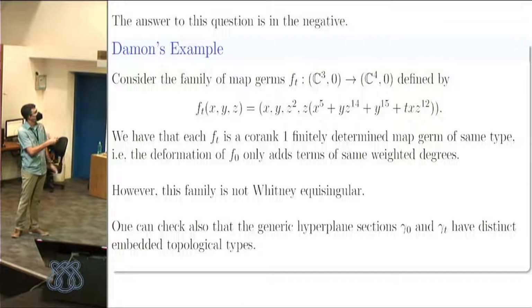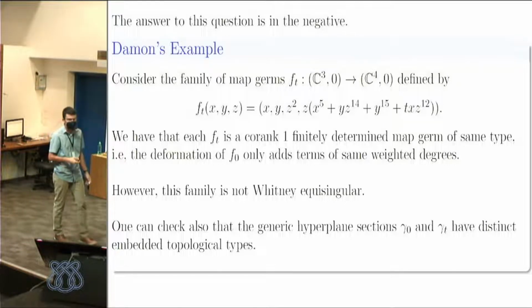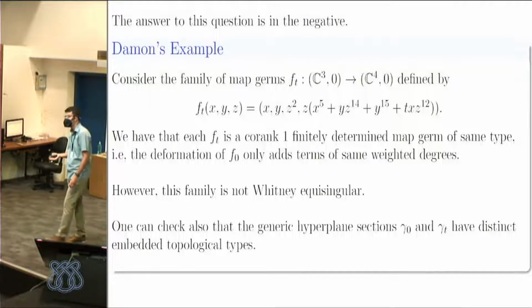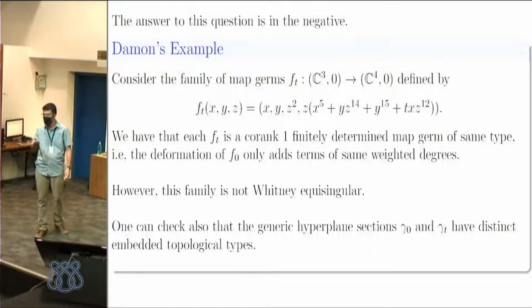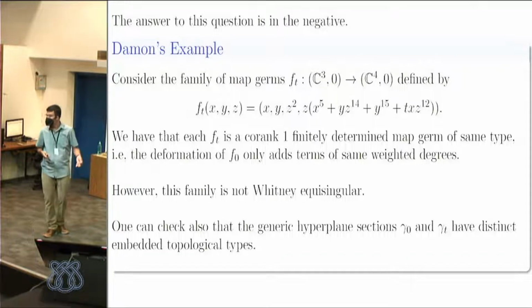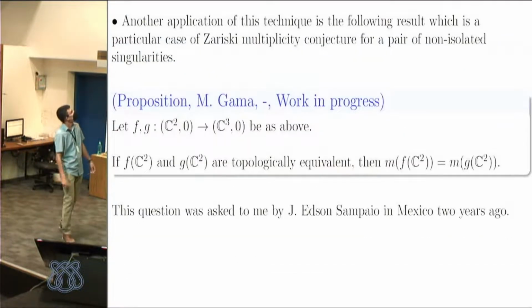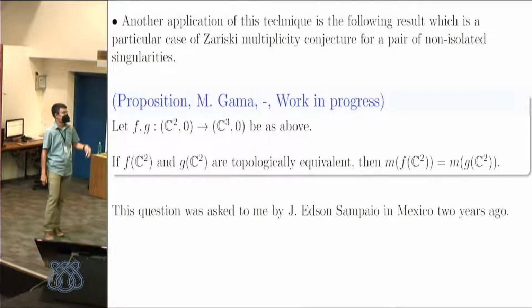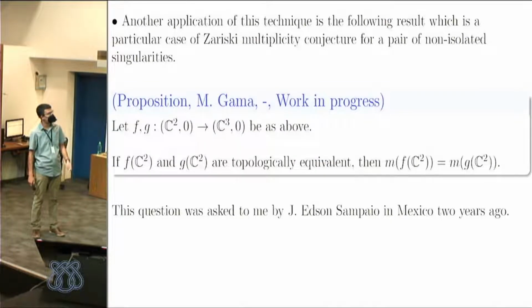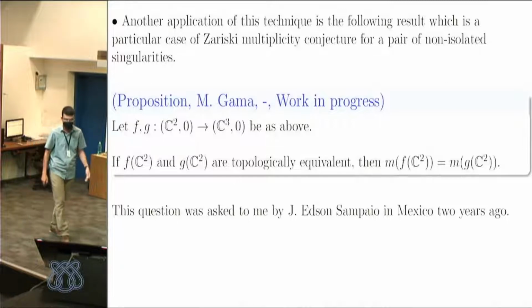However, this family is not Whitney equisingular, because the family of double point curves in the target is a Briançon-Speder example. We can also check that the generic hyperplane sections, gamma_0 and gamma_t, have distinct embedded topological types. Okay, so corank one is not a special condition in general, just in the case of C^2 to C^3. And to finish my talk, another application of this technique, not directly of these results, but of the technique itself.